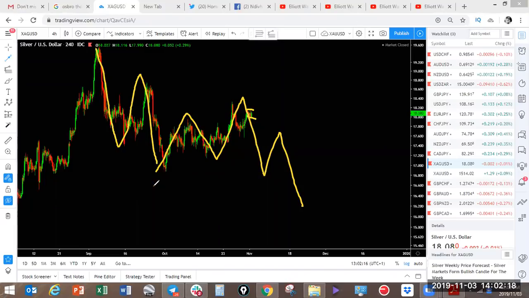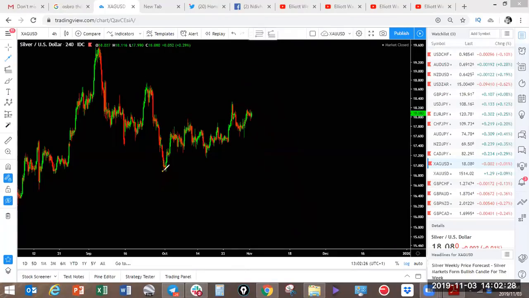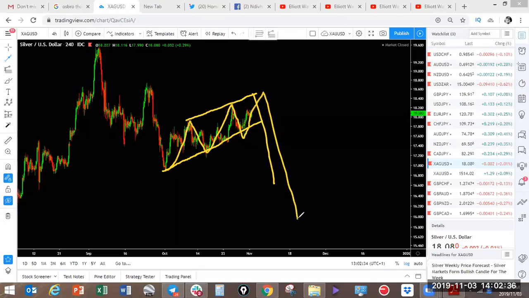Right, so this is what you're going to look at on silver. We're going to get one more up. Even if it does this and goes up, eventually the trade that I'm looking for is when this corrective structure completes to the downside. So this can be a WXY, XZ structure and then drop. Let me show you. Let's label it.